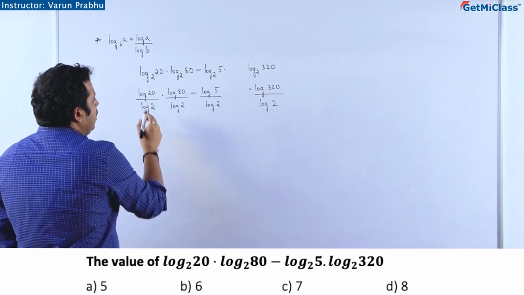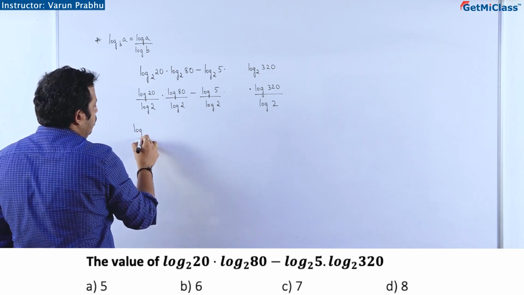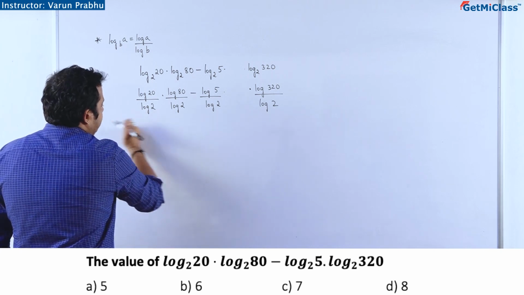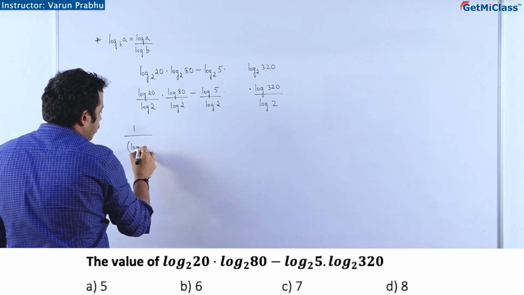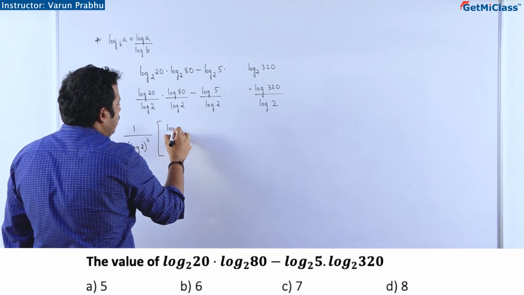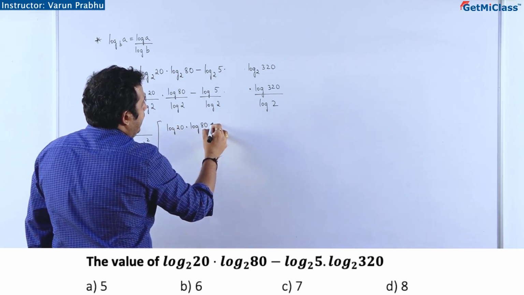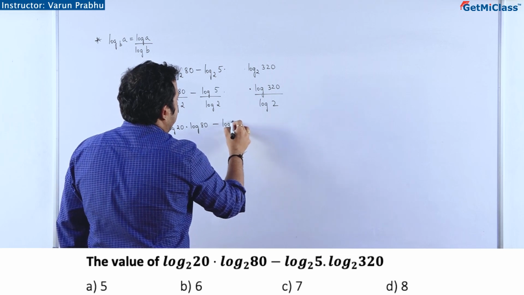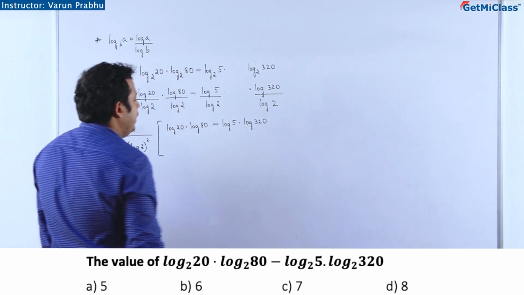This is nothing but log m into log n. So I can take out log 2, the whole square, out in the denominator. 1 divided by log 2, the whole square, can be taken out common. So we are left with log 20 into log 80 minus log 5 into log of 320.